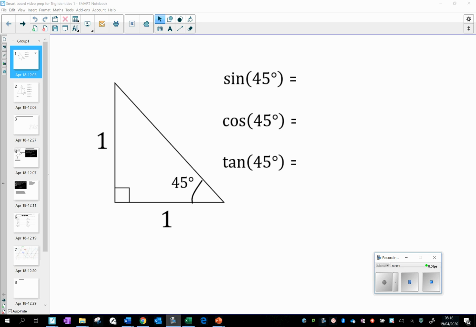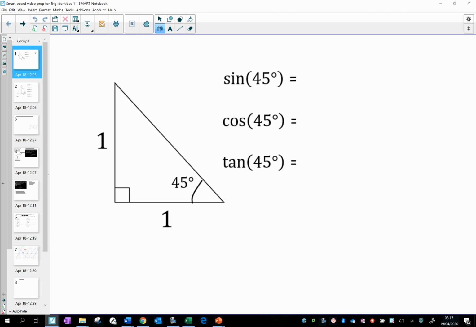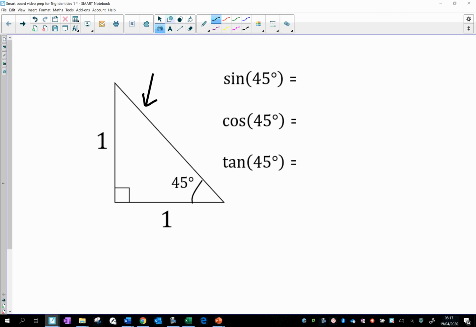First of all, how to derive them though. We derive the sine, cosine and tangent of 45 using this, which Dr. Frost calls a half square. It's just an isosceles triangle where the height and the base are both 1 unit. By Pythagoras' theorem, the hypotenuse is the square root of 1 squared plus 1 squared, so it's root 2. So this length here is root 2.